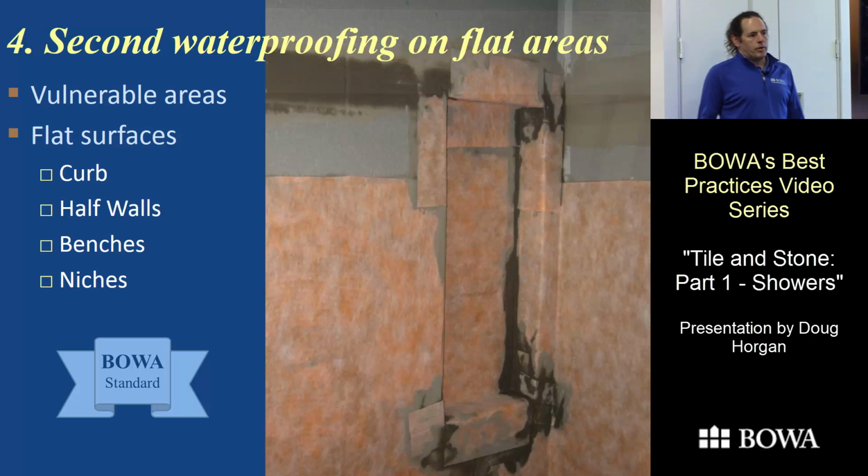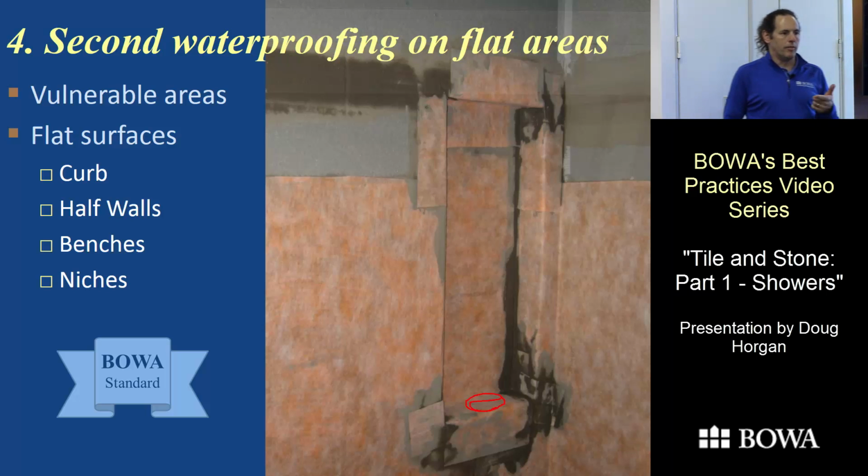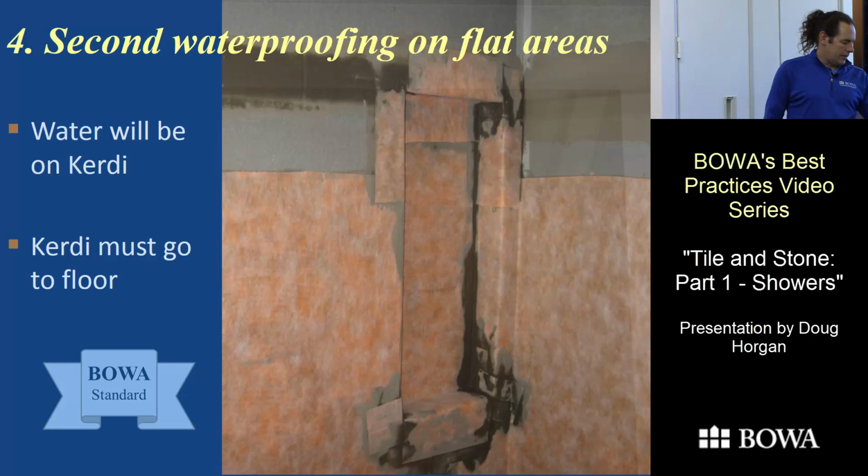What are the areas that we want to put it on? Anything that's flat, anywhere where there's going to be water. Down here at the bottom of your shampoo niche, on top of your curb, on top of your benches, half walls. One important thing to note is that since there's going to be water here, water's going to be going down the wall from there.